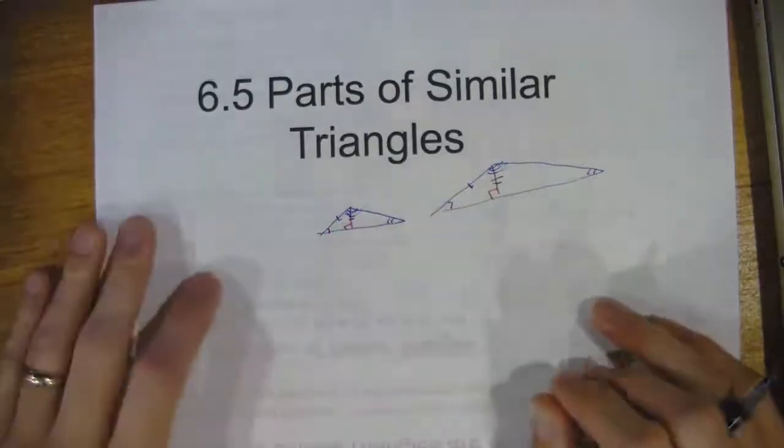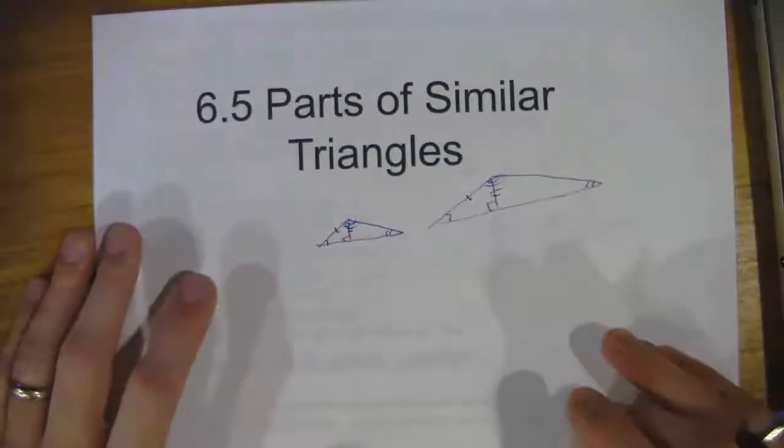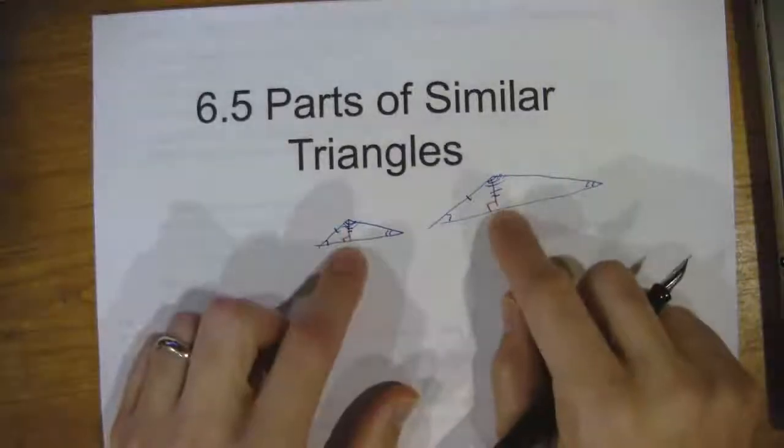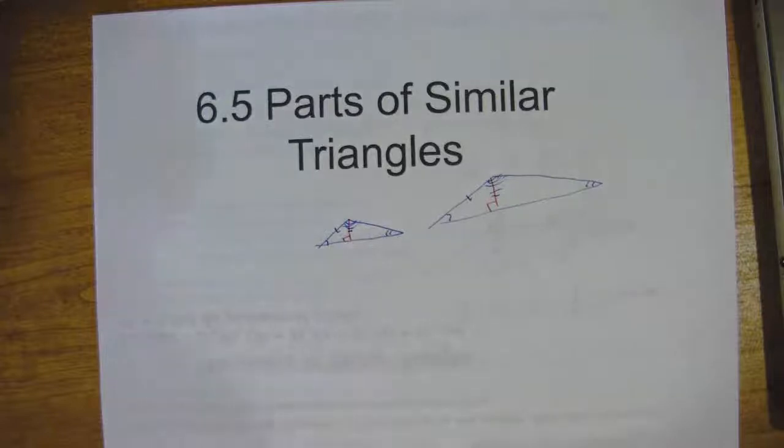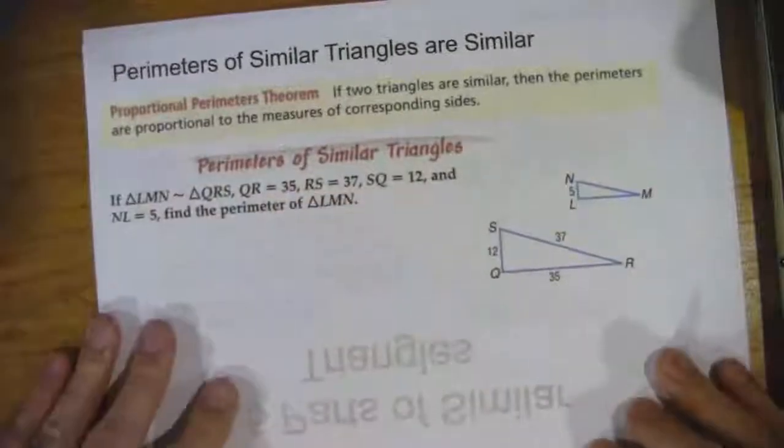So that's the kind of stuff we're going to look at today, is similar parts of similar triangles, but in this case, the special parts, things like altitudes, things like medians, they also hold that same proportionality. So that's what we're going to investigate today. Take a look. Let's start with perimeter first.